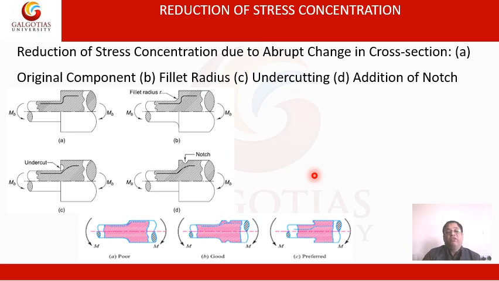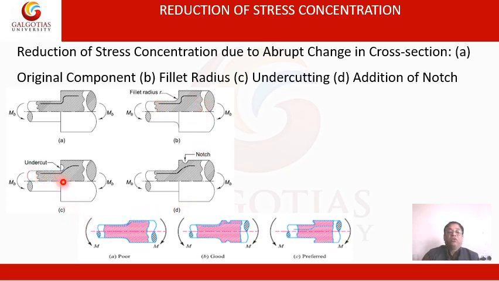So, reduction of stress concentration in the mechanical component due to abrupt change in the cross section. Here in this figure you can see there is a shaft having different diameter steps, subjected to the bending moment. Here the stress flow line is like this, very near to the corner. When you are using the flat, the stress line is away from the corner, so there is a smooth flow of the stress from one end to another.